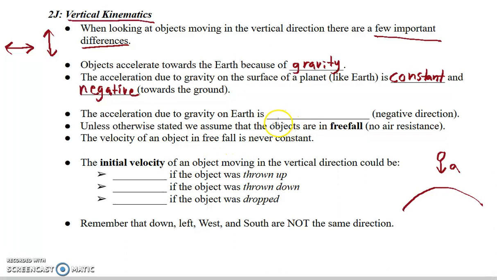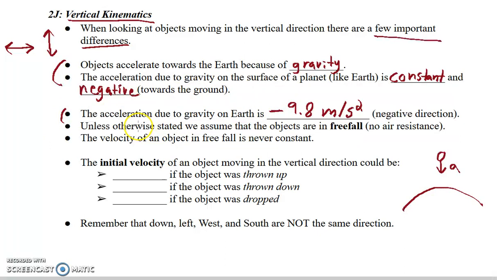The actual value of this acceleration is negative 9.8 meters per second squared, because that's the standard unit for acceleration. So objects accelerating in the vertical direction do so because of Earth pulling down on them, and it has this value right here, negative 9.8 meters per second squared.